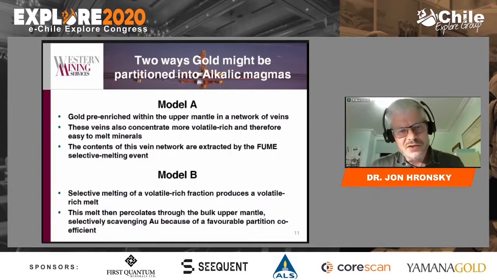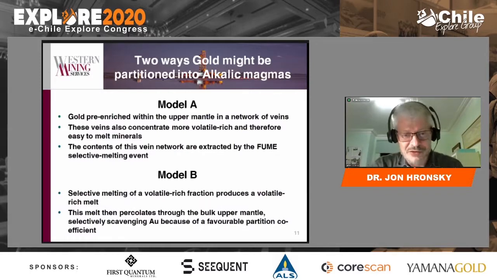There's actually, though, two different ways that this process could work. And one is that the gold is somewhat pre-enriched within the upper mantle in a network of veins. So in that example I showed you before in the Tessara work, those gold veins would actually be the material that then gets melted selectively. So the idea would be that these gold-rich veins have got more volatile-rich phases, therefore they're easy to melt and they can be extracted by that process.